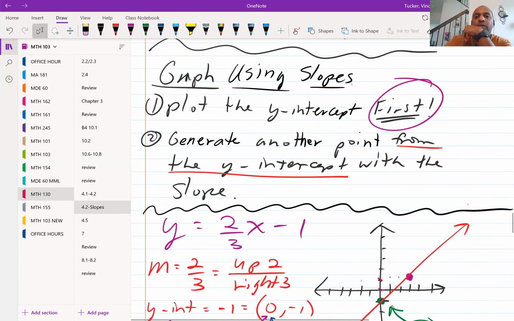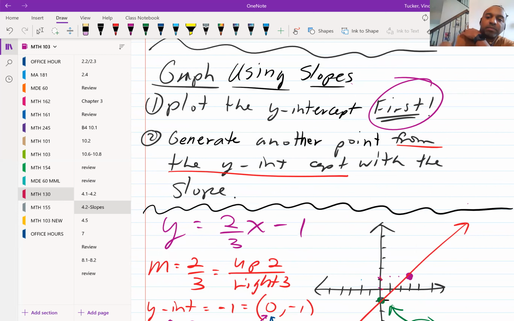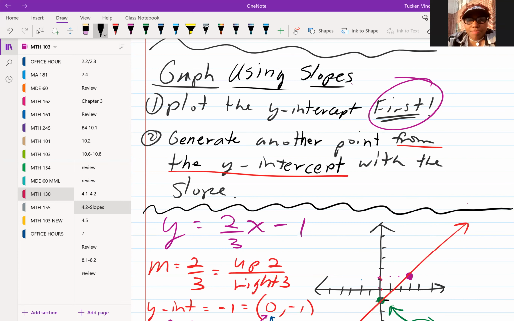Okay. So now graph using our slopes. So first step is we're going to plot the y-intercept. Then second, we're going to generate another point from the y-intercept with the slope. You say that's intercepting with the y? Yeah, y-intercept. And then with the slope, okay.